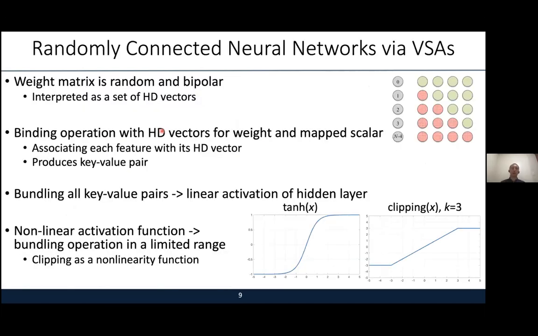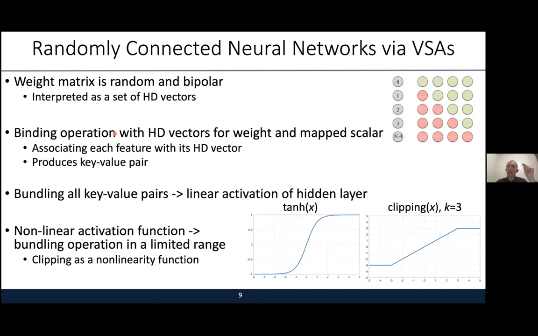So when we start to think about this modified version of RVFL in terms of VSAs, we can say that the weight matrix, the W_in matrix, will be random and bipolar, and then this matrix can be interpreted as a set of HD vectors, one vector per feature. So in other words, we assign a role HD vector for every feature.